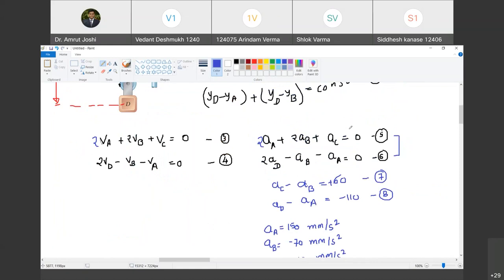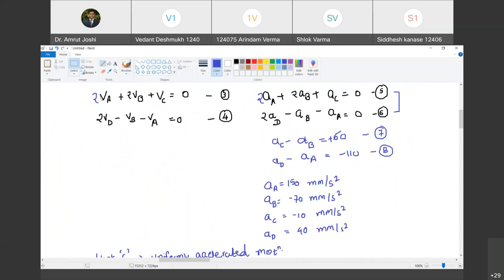So we have 4 unknowns here and 4 equations here. So we are going to eliminate 1 unknown and then the remaining 3 equations can be solved on a calculator. You do that job. I will also redo it because I made an error here. Let me redo it and I will write down the values of these 4 accelerations. You also cross verify.